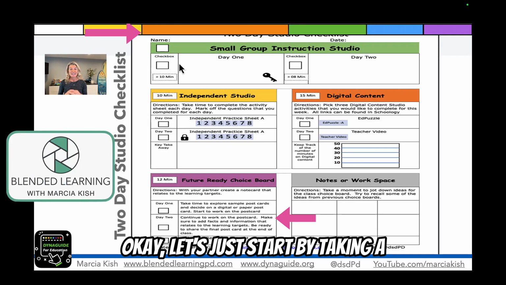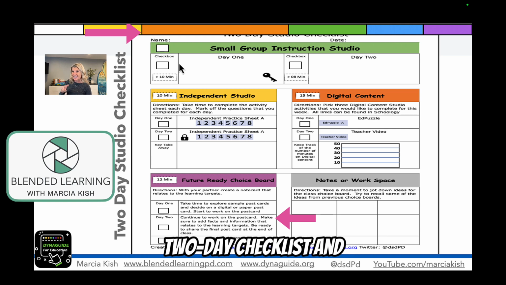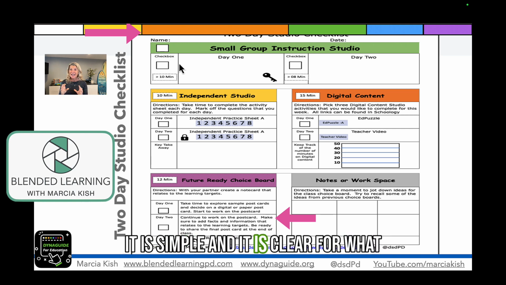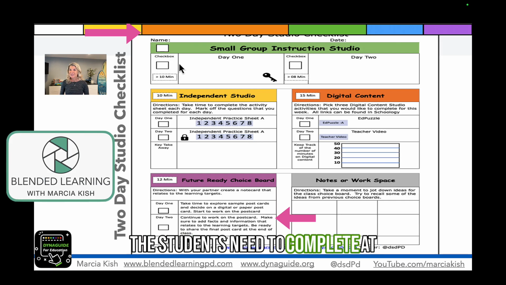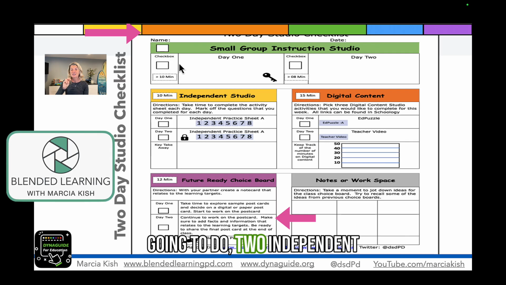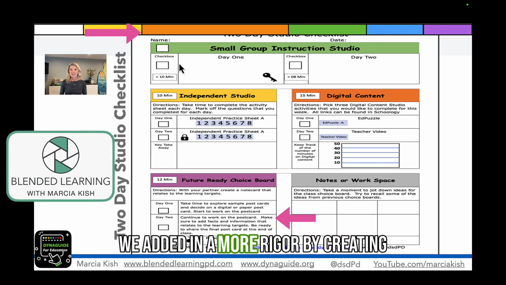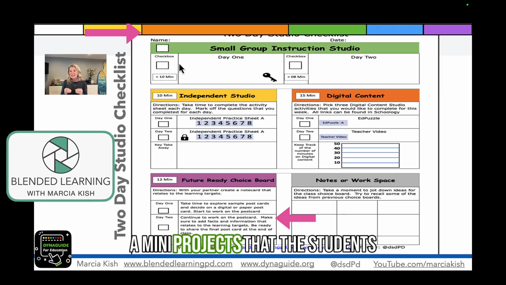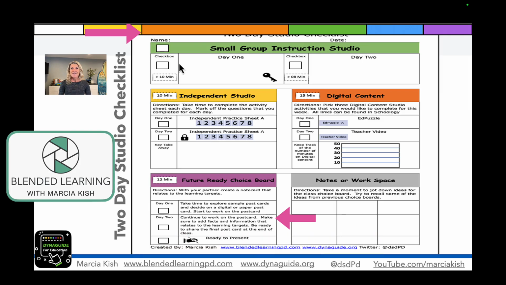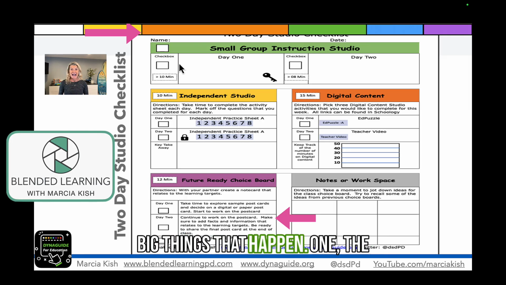Okay, let's just start by taking a look at a sample checklist. On the screen, you can see that this is a 2-day checklist. What I love about this checklist is that it is simple and clear for what the students need to complete at each studio. There are 2 small groups, 2 independent practice, 2 digital content, and we added in more rigor by creating a mini project that the students will work on over 2 days. But when we deploy a checklist, there are 3 big things that happen.